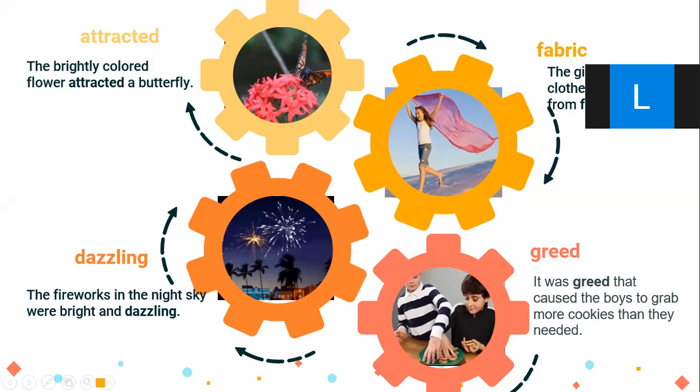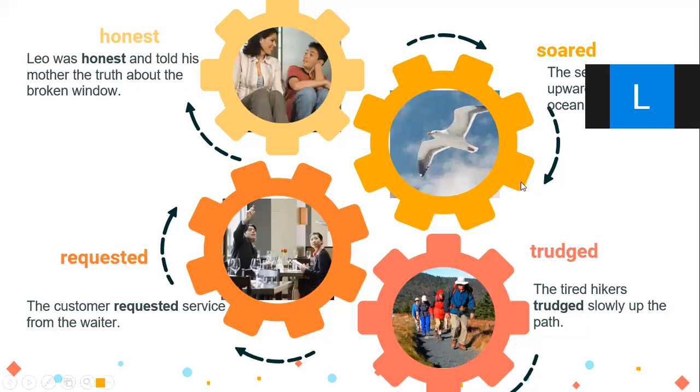Fabric is the cloth or what our clothes are made of. This is fabric. Greed, when you want everything for yourself and you don't like to share it with others. That's a greed. So do not be greedy, okay, guys? Honest is when you do not tell a lie at all. You should always tell the truth. Then you are honest. Requested, when you request something, you ask for it. Okay, you ask for something.